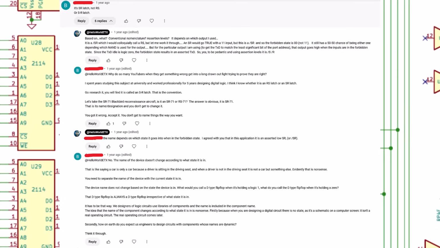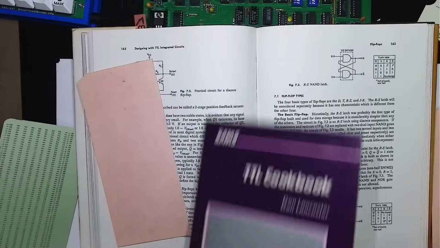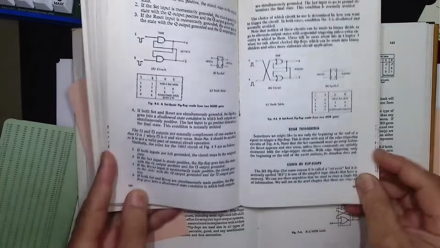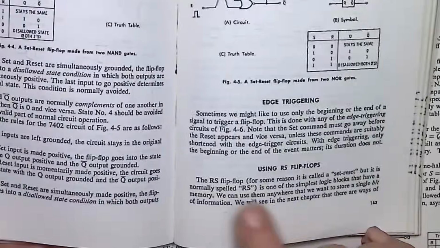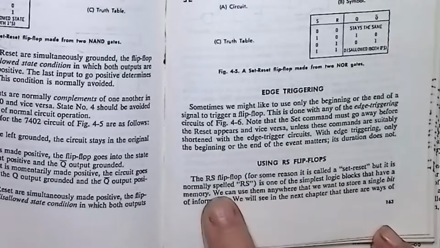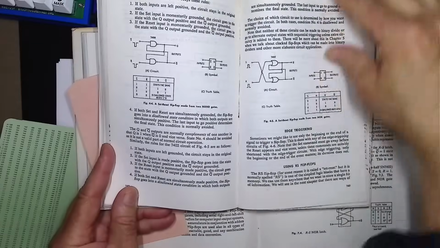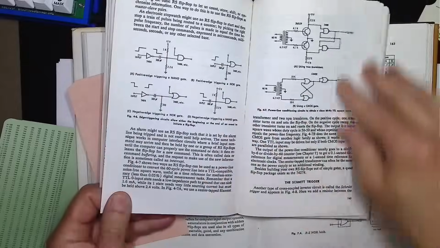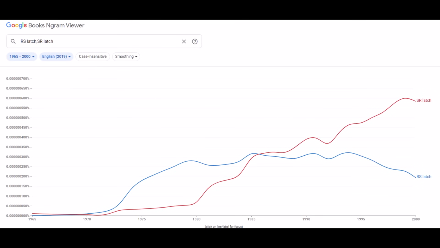And I thought that would be the end of it, but it wasn't. It turns out the commenter wasn't a forbidden state believer, he was something else. So if you go and pick up any of your data books or textbooks from the 60s or 70s discussing RTL, DTL, or TTL, they'll have full chapters discussing the cross-connected RS latch. But, and this is where the story really starts, does anyone remember that in the 70s, there was a concerted effort to rename the RS flip-flop, or the RS latch, to be called the SR latch?